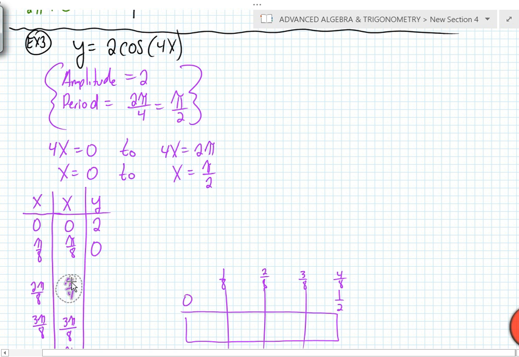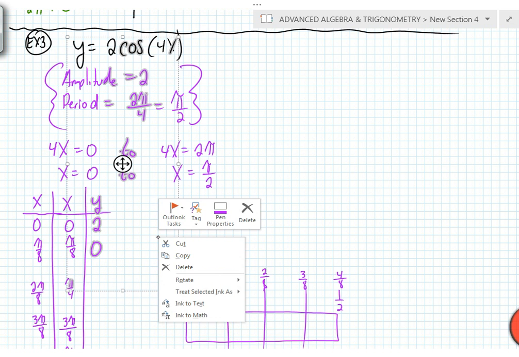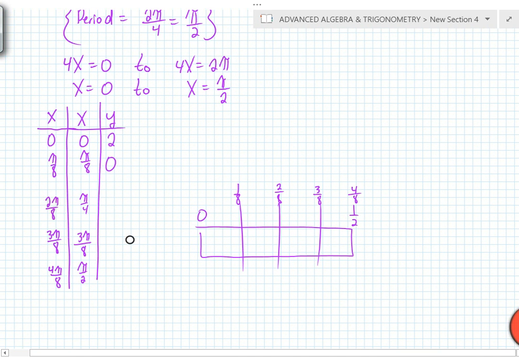If I think of plugging in pi over 4, 4 times pi over 4 is pi. The cosine of pi is -1, and -1 times 2 is -2. Now you guys are pretty sharp. I'm sure you can see the pattern. This is going to be a 0, and this is going to be a 2.